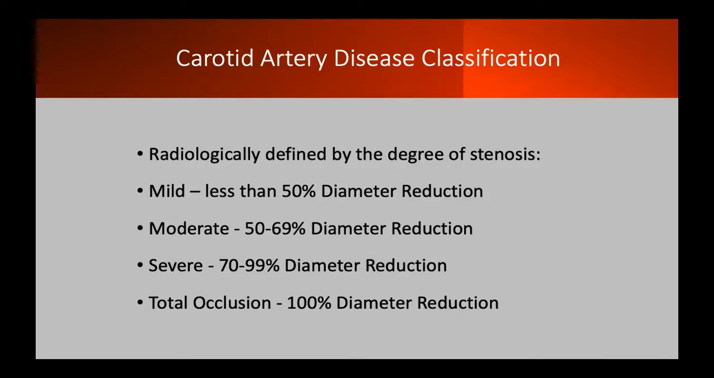So how do we classify carotid artery disease? It's classified depending on the radiological findings, on the degree of stenosis. Mild disease is less than 50% diameter reduction of the carotid arteries, 50 to 69% reduction is moderate, severe is 70 to 99% diameter reduction, and total occlusion is a 100% diameter reduction.